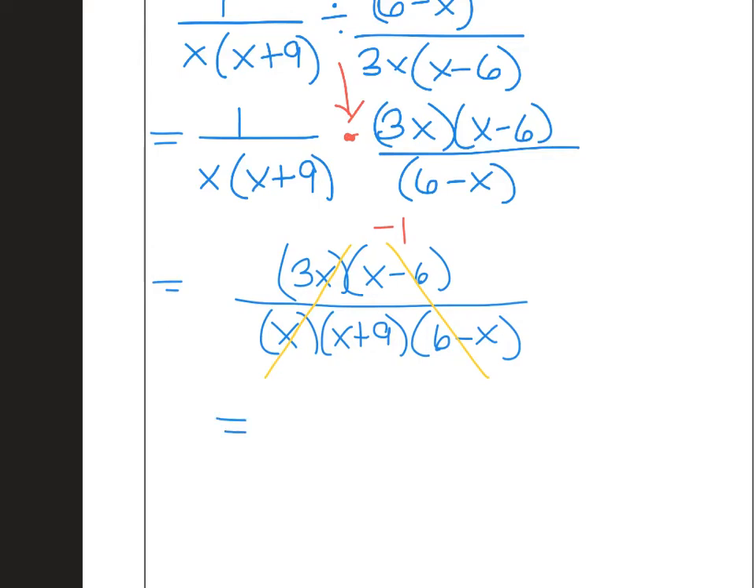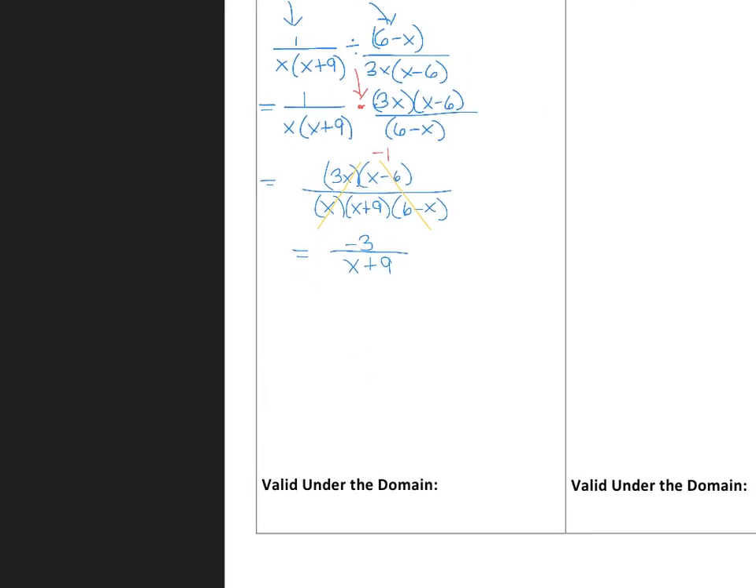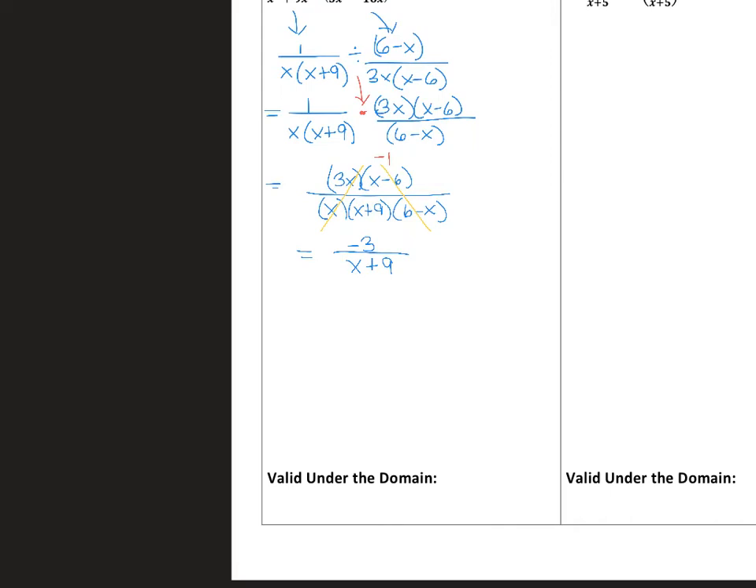So what we have left is a negative 3 in the numerator, and in the denominator we have an x plus 9. Now, what is the valid domain? We have to go back and look at what would create zeros once we're in the multiplication format. So that's the row we want to be looking at. So we can see that x absolutely cannot equal 0. That would cause a 0 in the denominator. By the way, I should point out this here too, either one of those rows. We can see that x cannot equal negative 9, and x cannot equal positive 6.